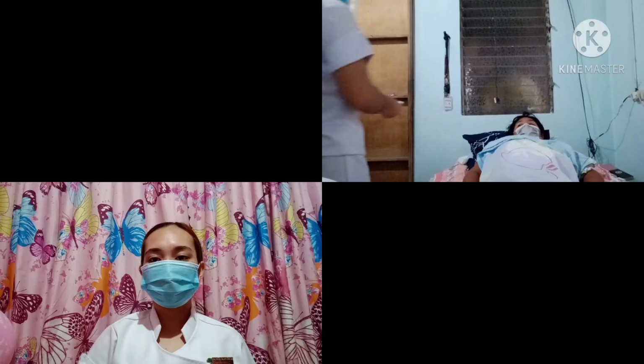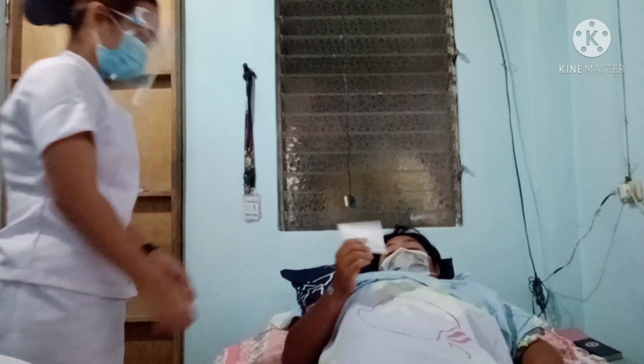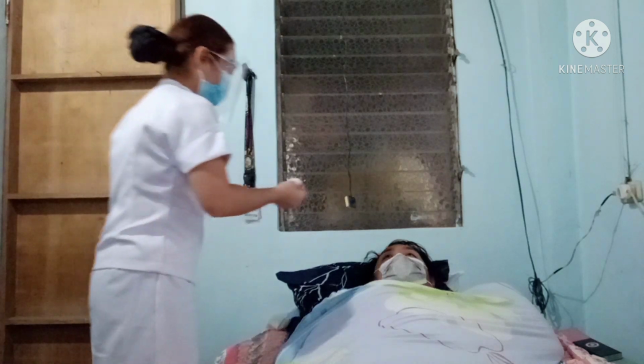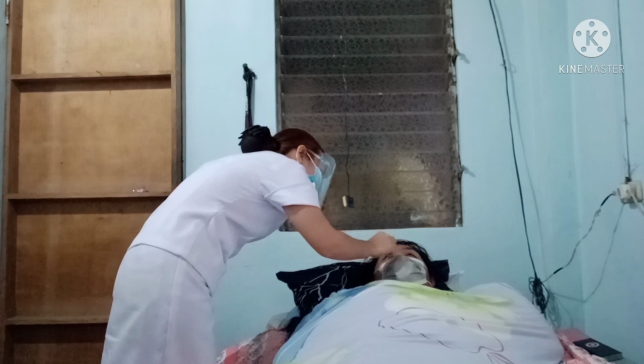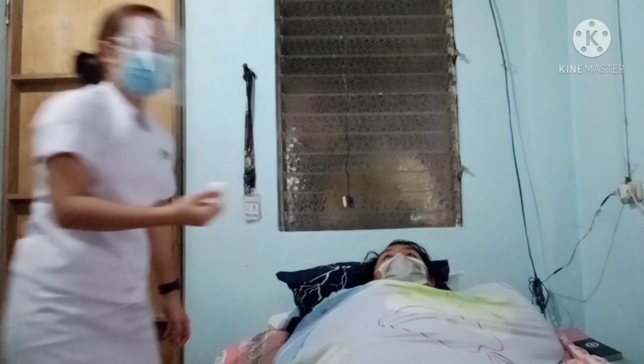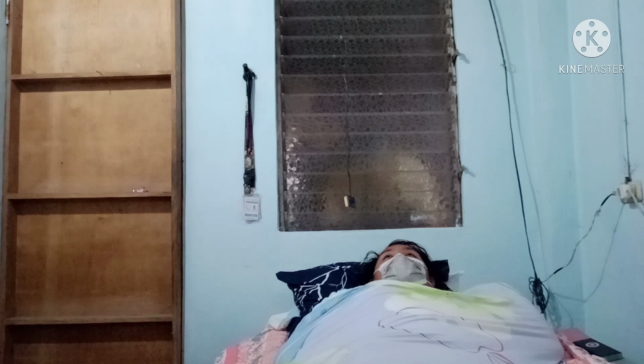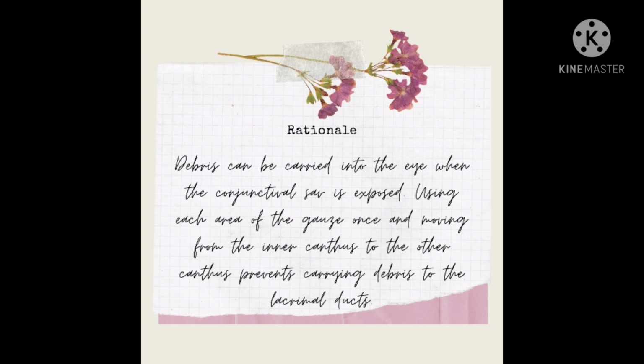Step 8. Offer tissue to patient. Solution and tears may spill from the eye during the procedure. Step 9. Cleanse the eyelids and eyelashes of any drainage with a washcloth, cotton balls, or gauze moistened with normal saline solution. Use each area of the cleaning surface once, moving from the inner toward the outer canthus. Debris can be carried into the eye when the conjunctival sac is exposed. Using each area of the gauze once and moving from the inner canthus to the outer canthus prevents carrying debris to the lacrimal ducts.